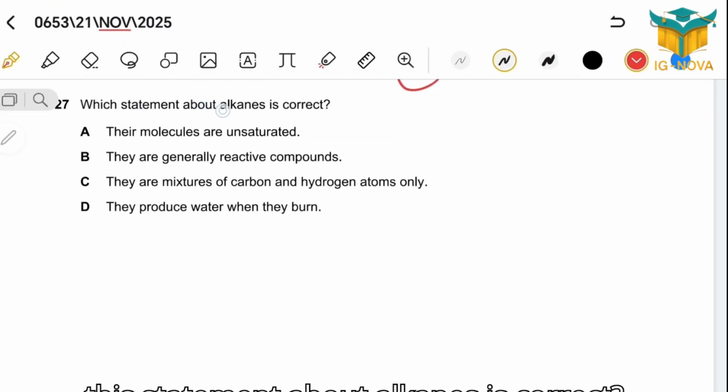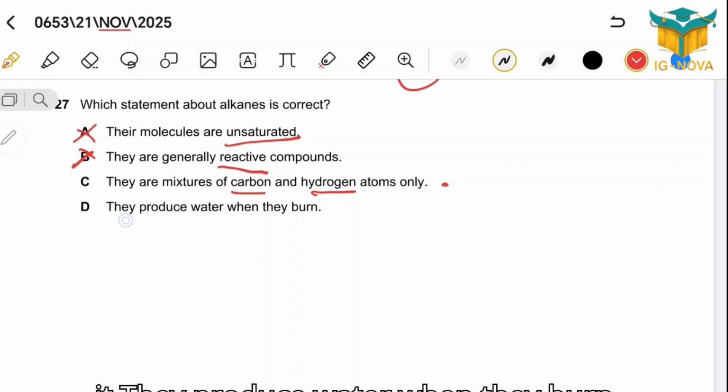Which statement about alkanes is correct? You remember alkanes, all are single bonded, saturated, unreactive, all of this stuff about alkanes, the formula CnH2n+2. Keep all of that in your mind and let's read the choices. Their molecules are unsaturated. No, all single bonded, so it's saturated. They are generally reactive. No, unreactive. They are a mixture of carbon and hydrogen atoms only. Okay, this one is true.